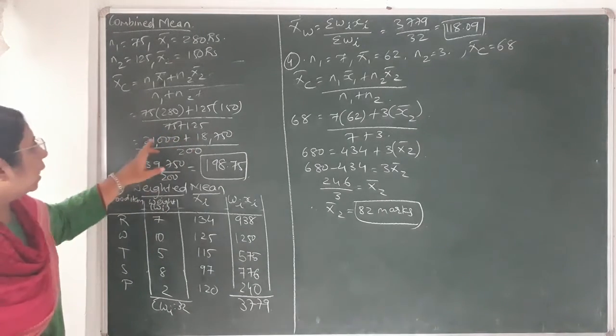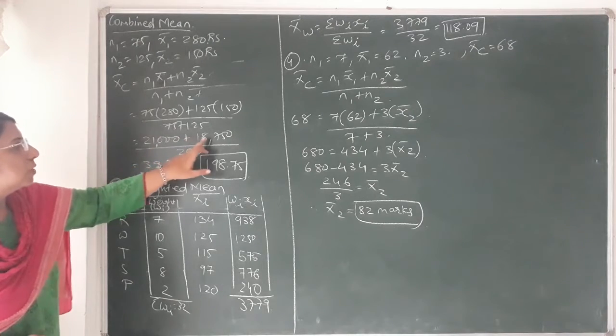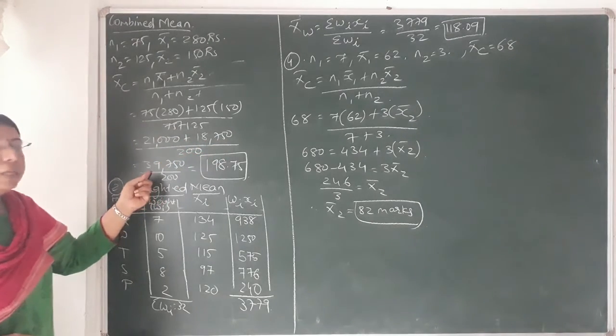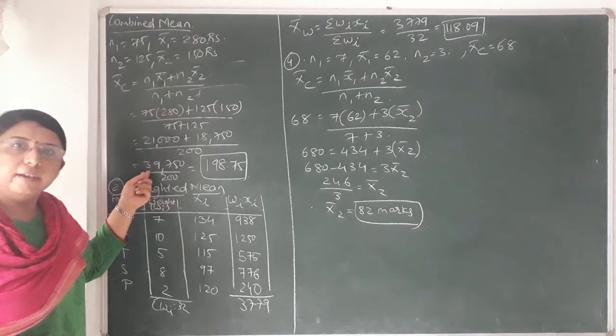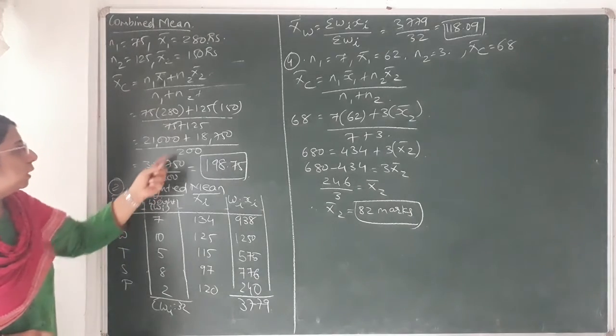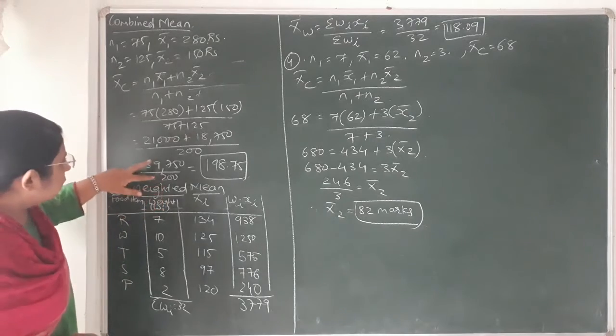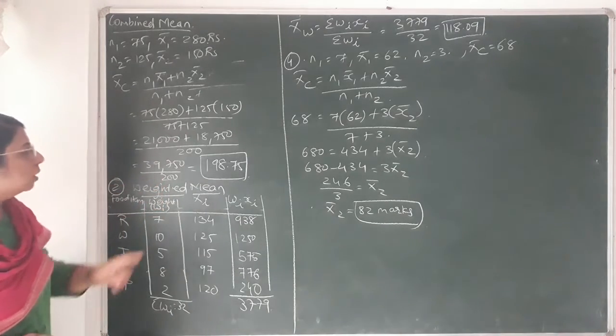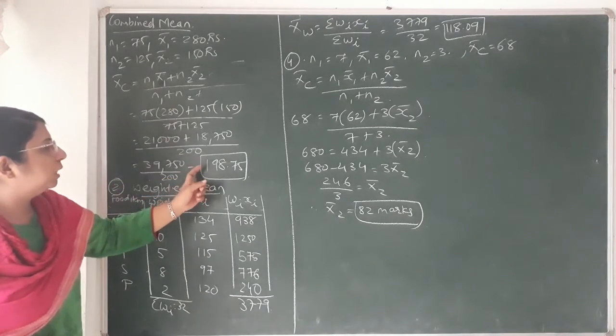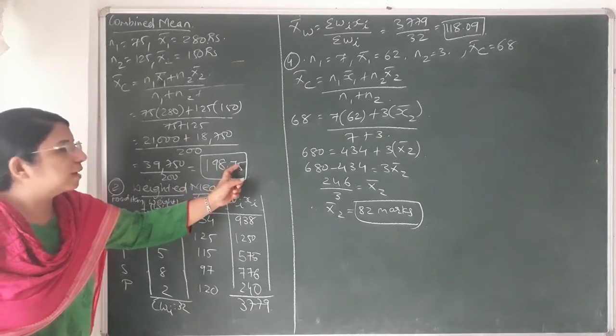Okay, now adding the numerator 21,000 plus 18,750, you will get 39,750, and in denominator 75 plus 125 is equal to 200. Okay, now dividing the numerator by the denominator, you will get the answer of the combined mean, that is 198.75.